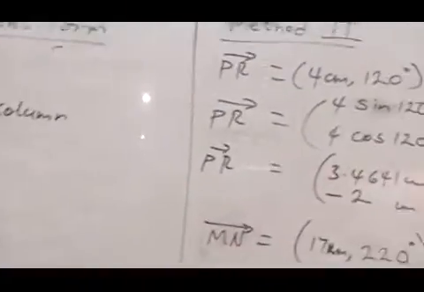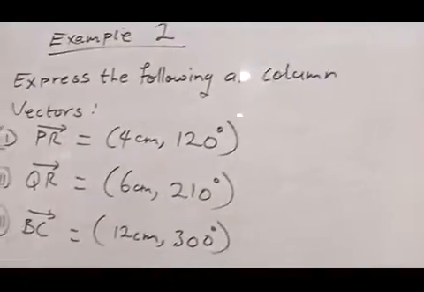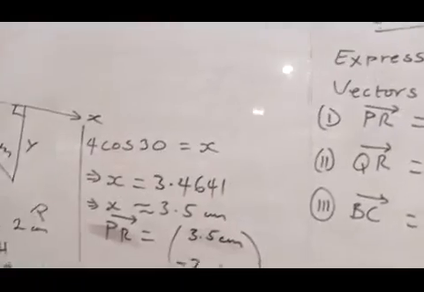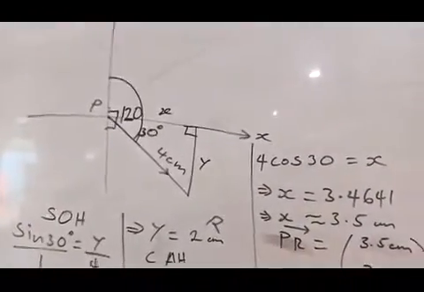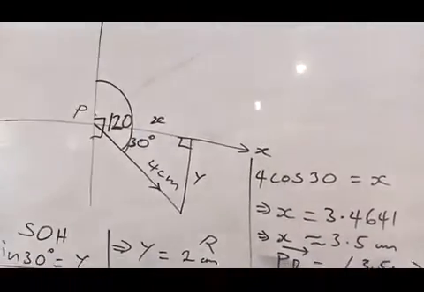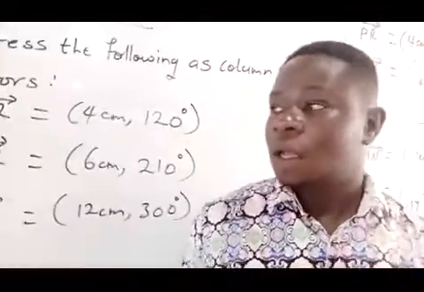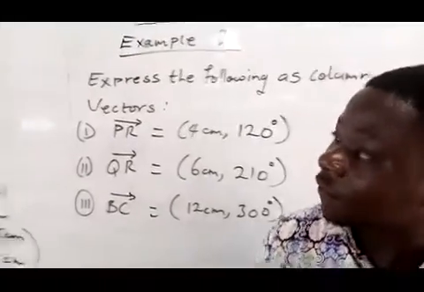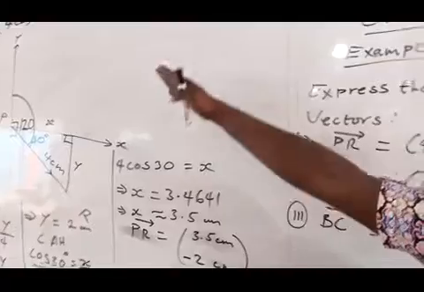Alright, so this is how to write the component form of a vector given the question in the magnitude bearing form. Okay, so now these are the 2 approaches we can use in finding the component form of a vector given the magnitude bearing form. Now this is the first approach.